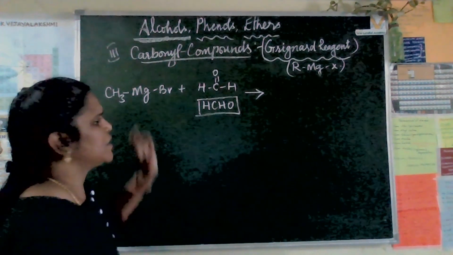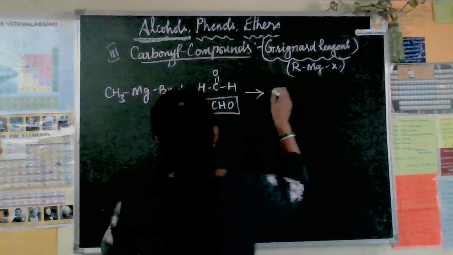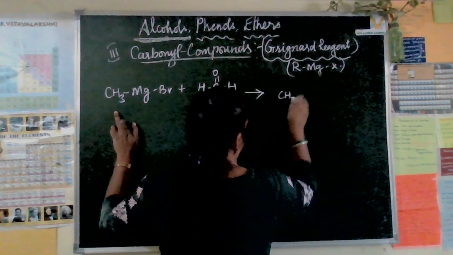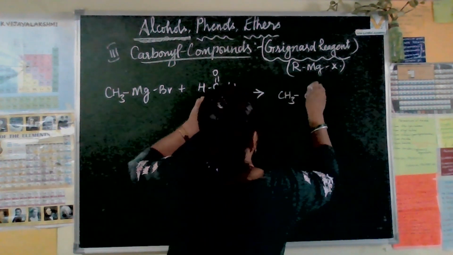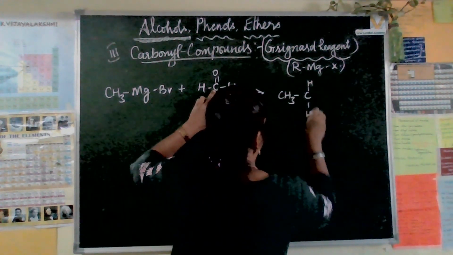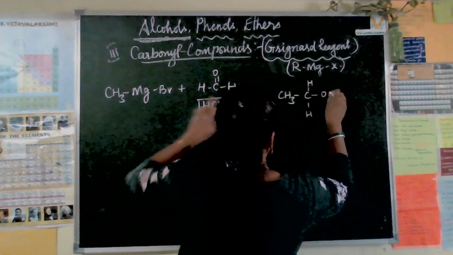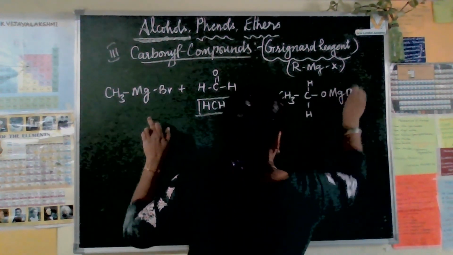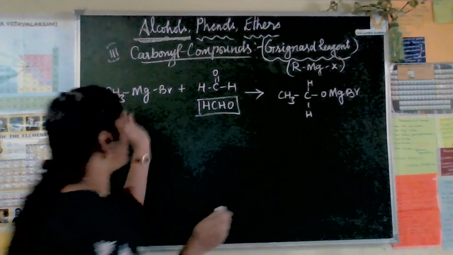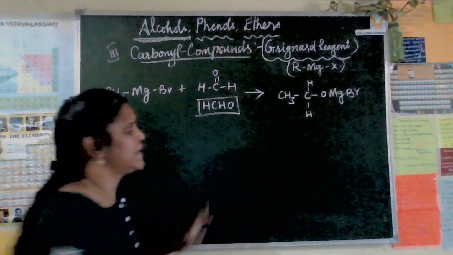What is that addition product? Here CH3, C, here one hydrogen, here one hydrogen, here O, MgBr. Combined together, you add both and you will get that addition product.